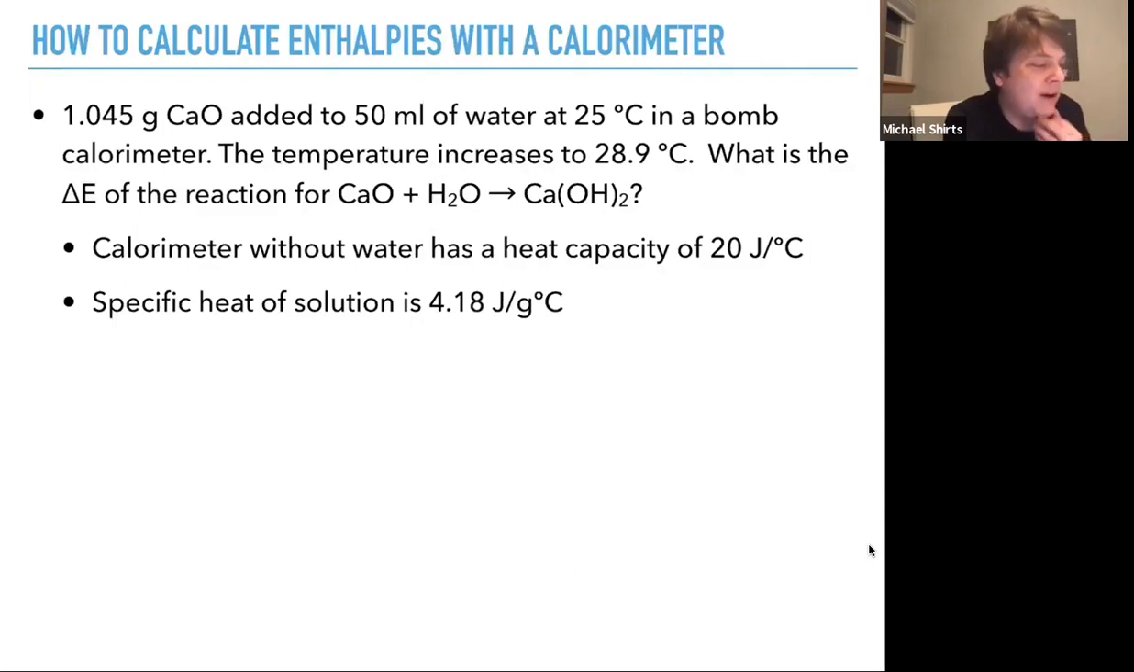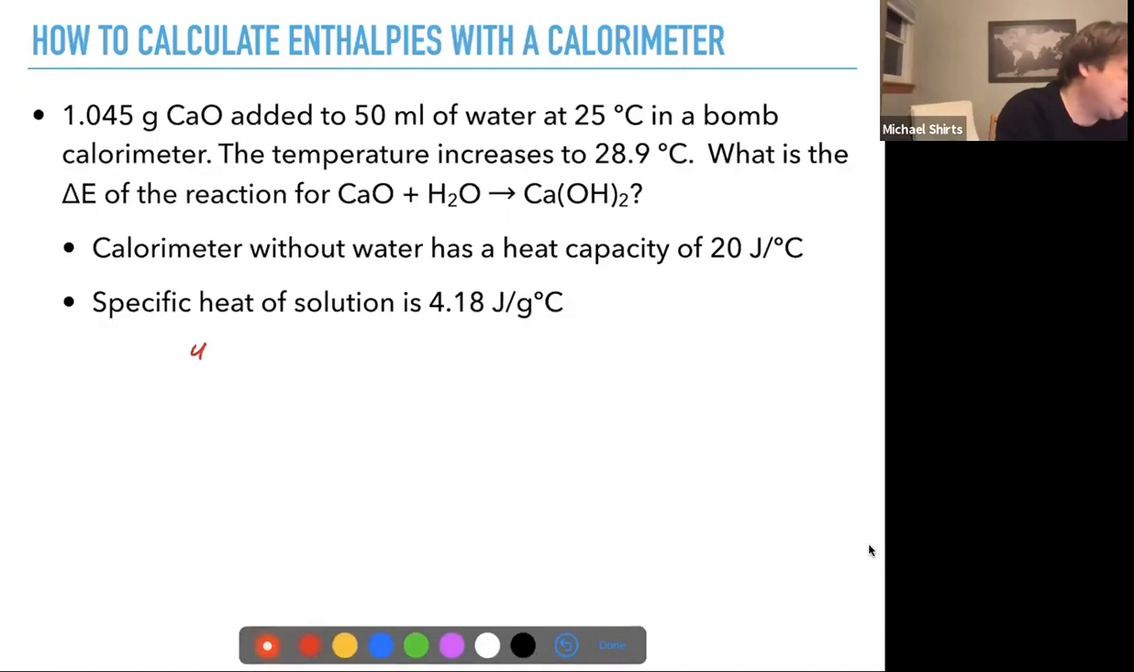It'll be aqueous calcium hydroxide. The calorimeter without water has a heat capacity of 20 joules per degree C. Notice that's a total heat capacity, not per unit mass of the calorimeter or per mole of calorimeter or whatever it's made up of. It's a total heat capacity. And the specific heat of solution is 4.18 joules per gram degree C. We say the specific heat of solution because frequently we can just assume that the solution itself has about the same specific heat as water. If you dissolve a small amount of stuff in water, it will still heat up about the same amount water does. So let's dig in on how we would do this.